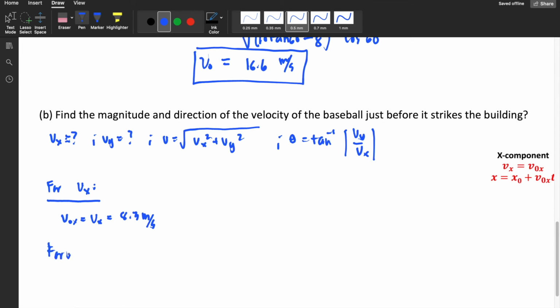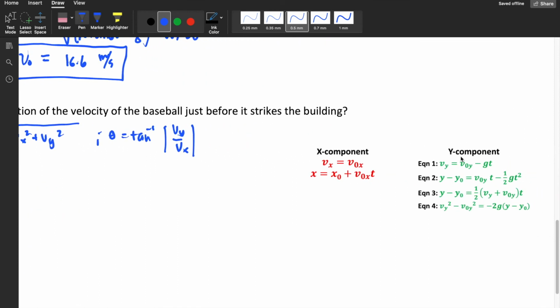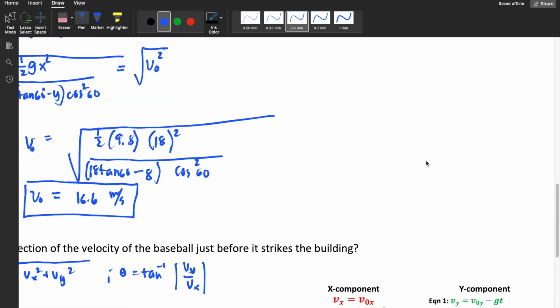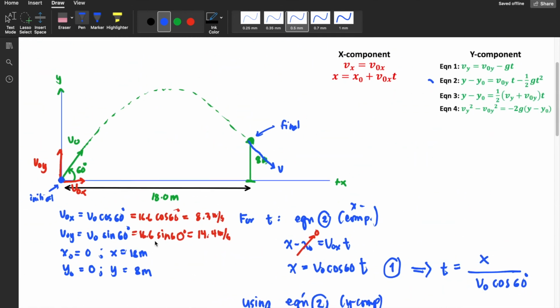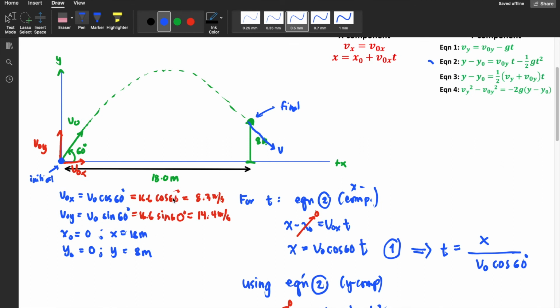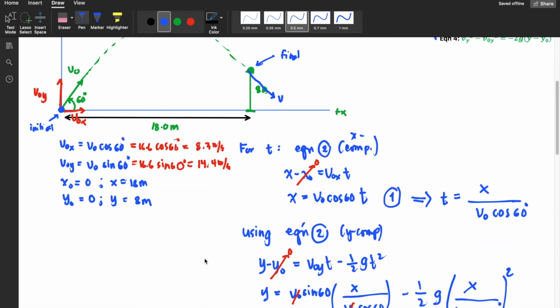Now, for Vy, all you have to do is simply look for the y component. And there are given values, no? The givens are above. Okay, I'm sorry. So you're going to look for Vy. With equation 1, is it possible? There's no time, so it's not nice to solve with time. So we'll use equation 4 for this case.